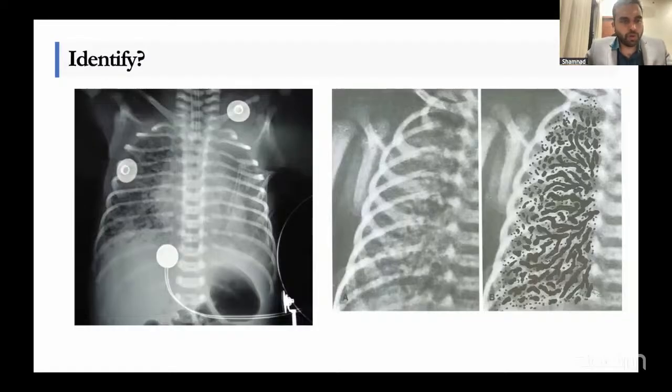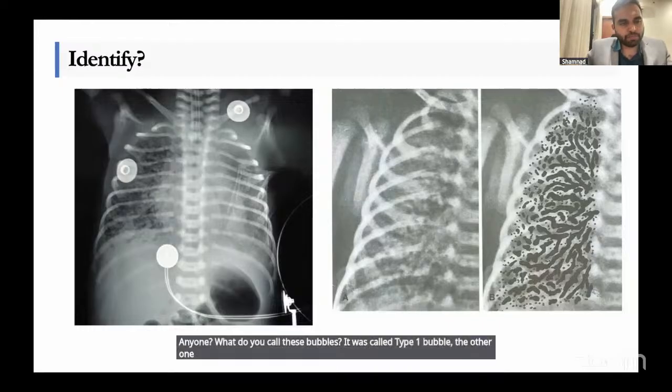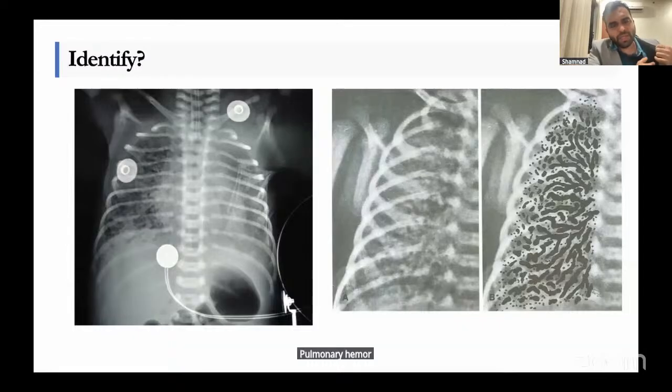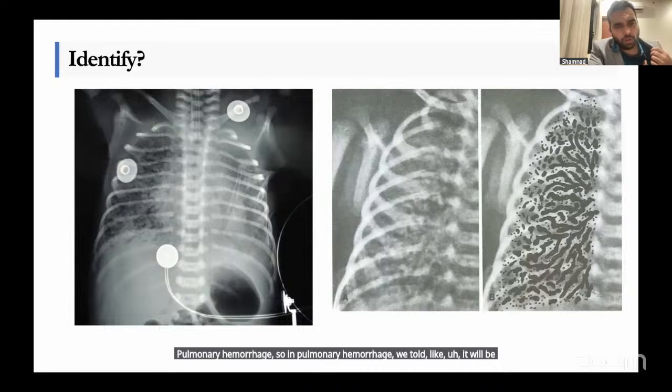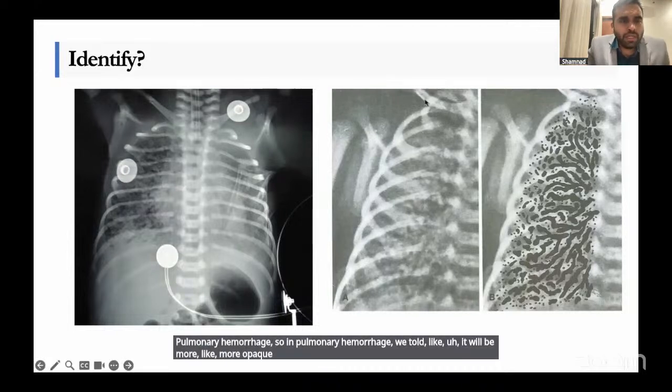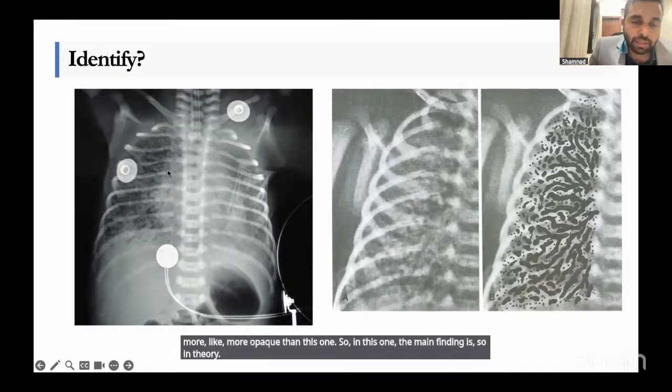Anyone? What do you call these bubbles? It was called type 1 bubble. The other one, this is called pulmonary hemorrhage. In pulmonary hemorrhage, it will be more opaque than this one. So in this one, the main finding is, in PIE, pulmonary interstitial emphysema.